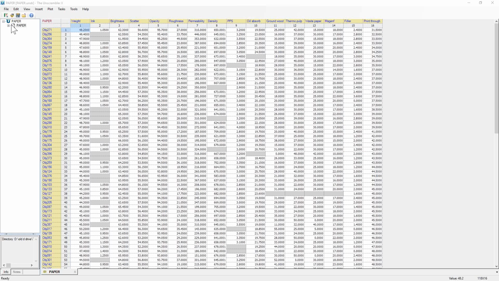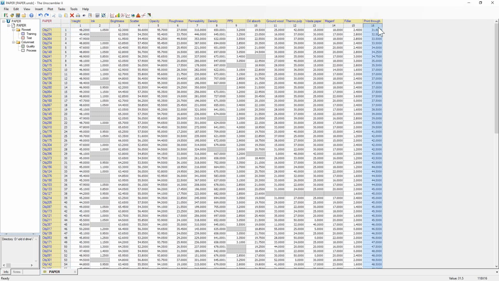So let's give a quick example, looking at some process data and measuring the quality of some paper. What I have here is some process data measuring a number of things about paper that has come out. So we've got weight, we've got a type of ink, the brightness, how much light it scatters, the opacity, etc. And our quality measurement is how much ink prints through. So when you write ink on it, how much comes through the back end.